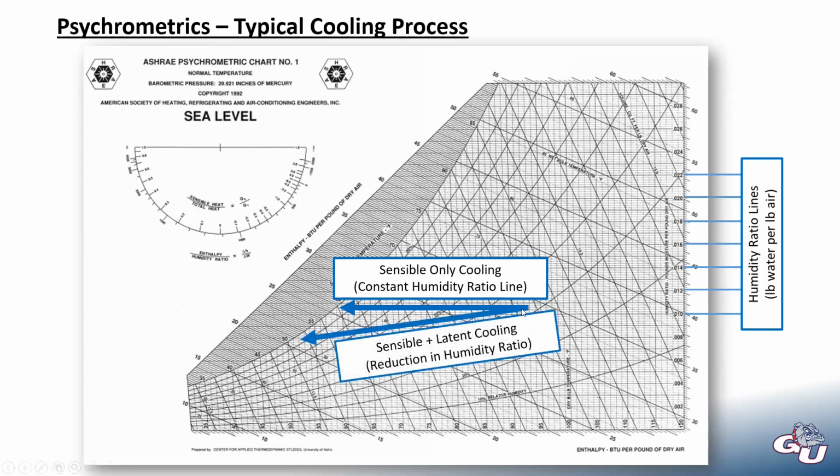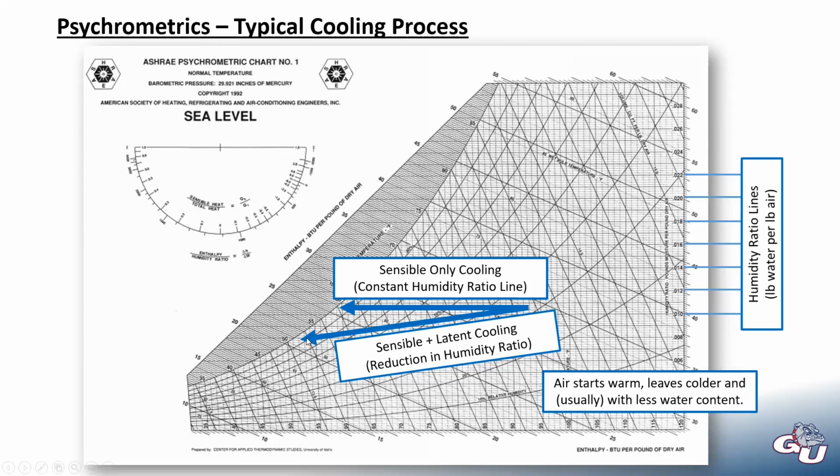So you still have the reduction in dry bulb temperature because you're running from right to left. So that's your sensible component. And then the vertical component is you losing water in that process because you're moving down the humidity ratio line. So the air starts warm and then it's going to leave colder and usually with less water content.